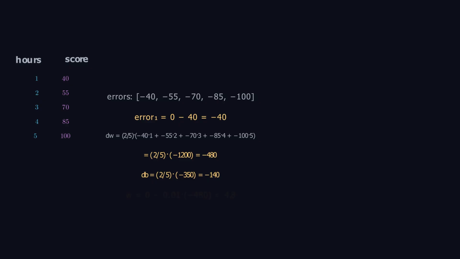Now the SGD update, with eta equals 0.01. The new W equals 0 minus 0.01 times negative 480, that's positive 4.8. The new B equals 0 minus 0.01 times negative 140. That's positive 1.4. After one step, both parameters have moved in the right direction.